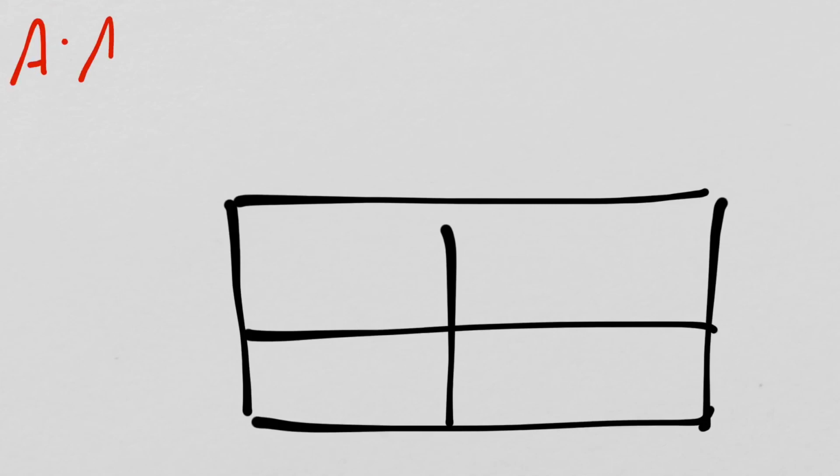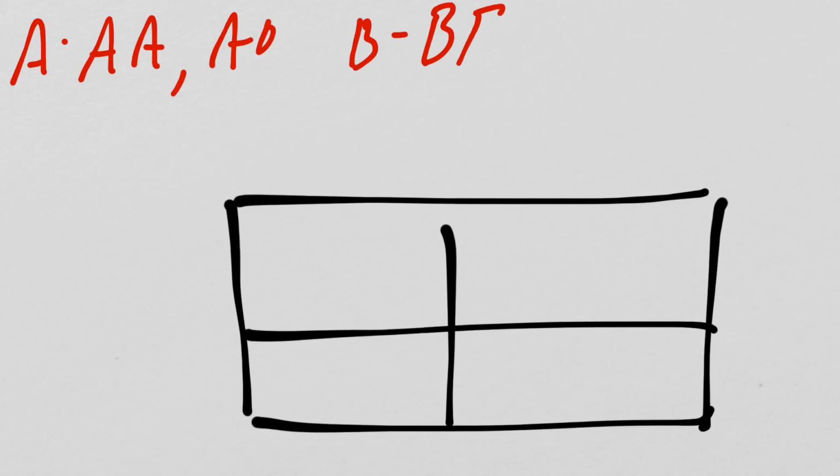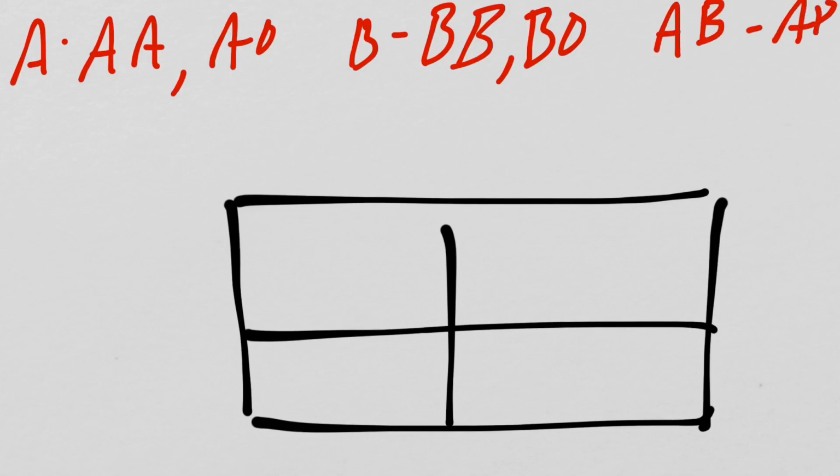Okay, A can be AA or AO. Blood type B can be homozygous or heterozygous. And then AB can only be AB. And blood type O is OO. And that's recessive. O is recessive, A and B are codominant, and then A is strictly dominant over O, B is strictly dominant over O.